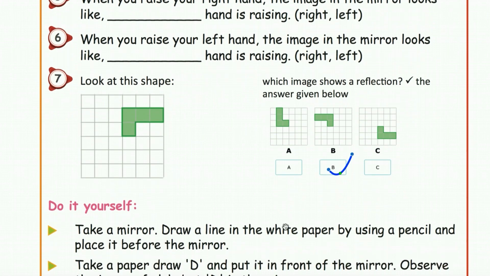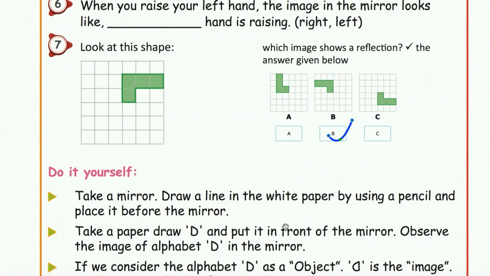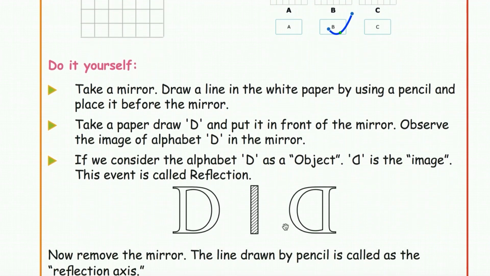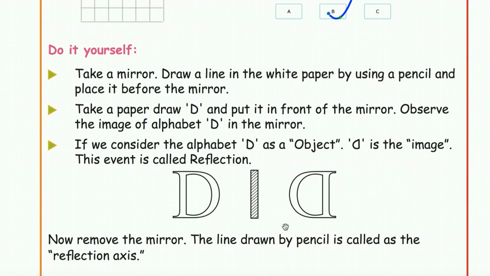Do it yourself. Take a mirror, draw a line on white paper using any pencil and place it before the mirror. Take a paper, draw D and put it in front of the mirror. Observe the image of alphabet D in the mirror. If we consider alphabet D as an object, D is the image. This event is called reflection.